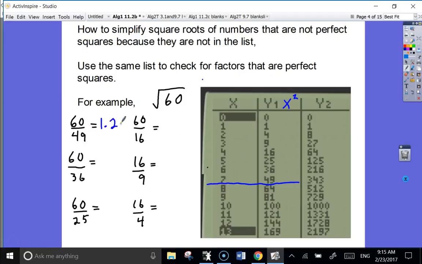60 divided by 49, and I get 1.22. Bottom line, it's not a whole number. If 49 is a factor of 60, then it should not be a decimal. So let's try the next biggest perfect square. What's 60 divided by 36? Somebody do that. 1.6 repeating? Okay, sounds right.